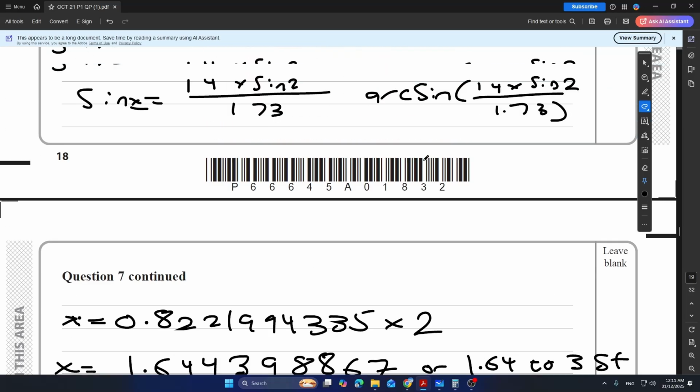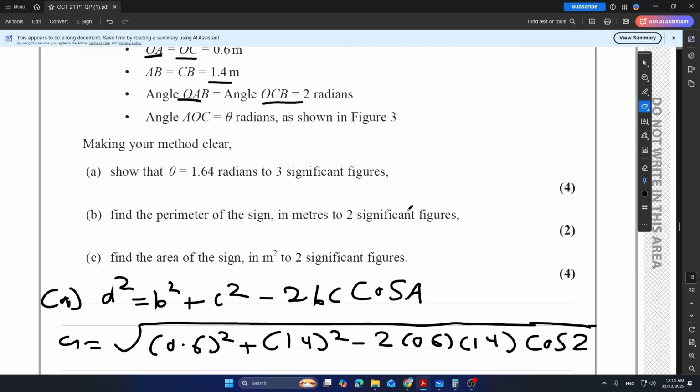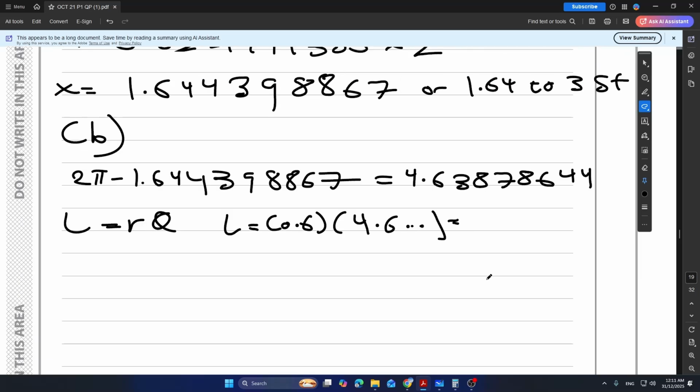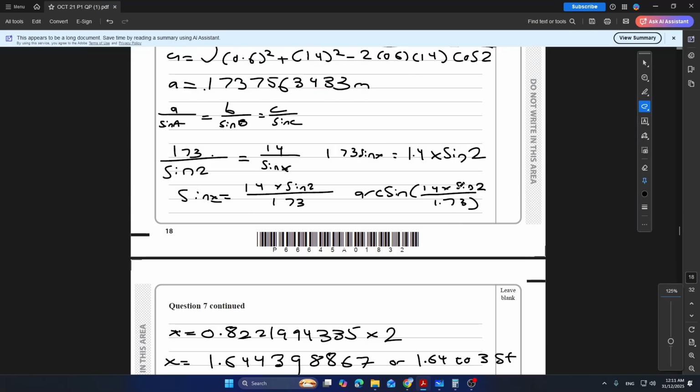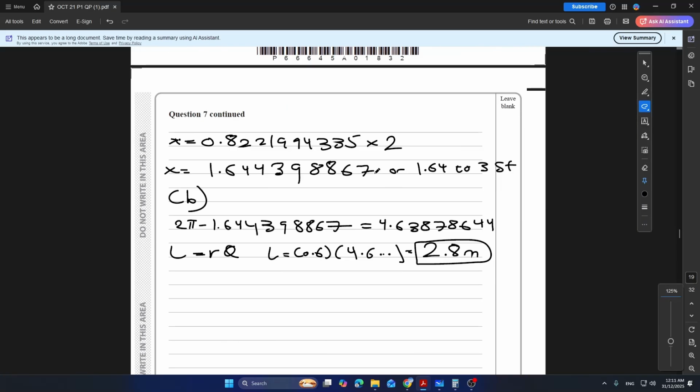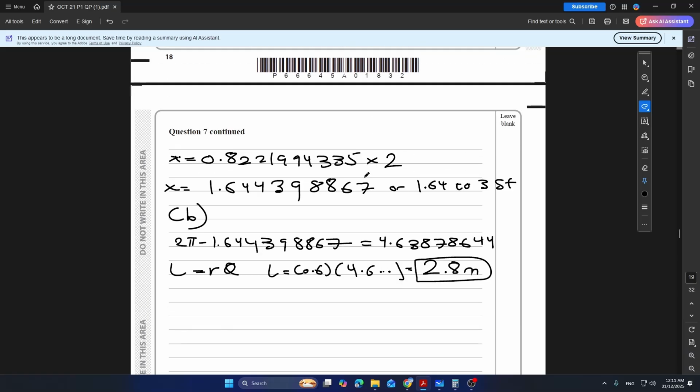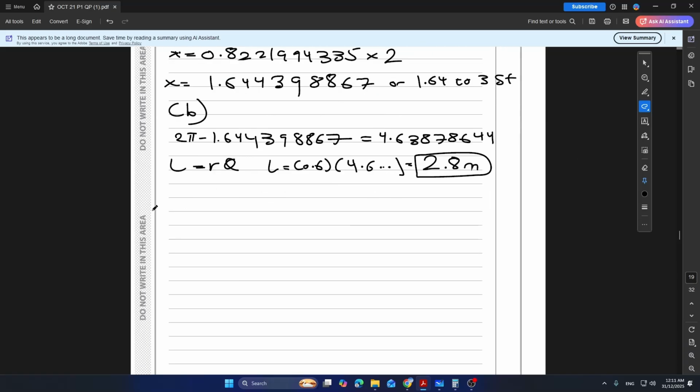2 point, and it wants the answer to 2 significant figures, so it's 2.8 if I round it. That's the answer, 2.8. Okay, so 2.8 is our answer, and that's it. Straightforward.